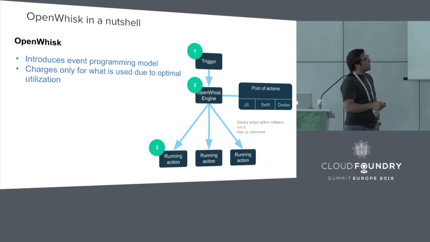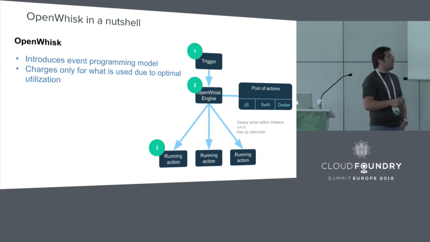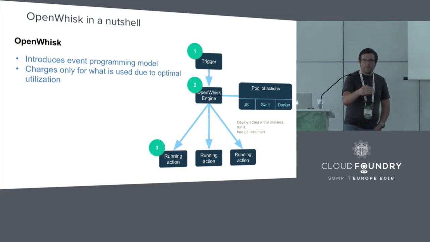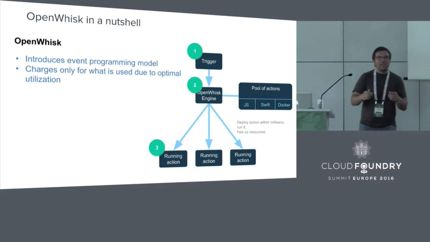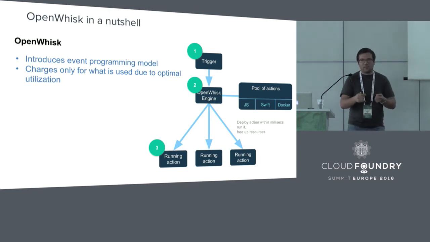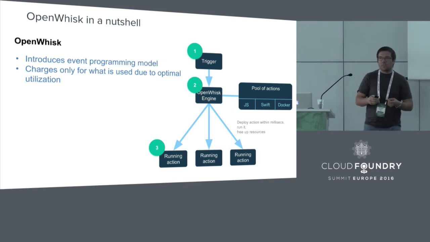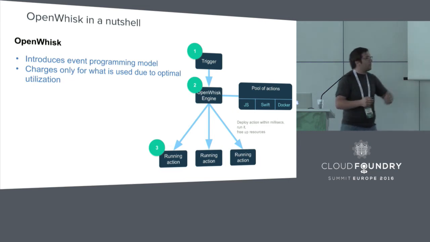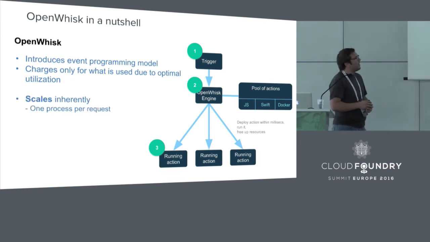Because what we do is we are able to deploy these little actions very quickly. In milliseconds, we run it, and we take the response and send it back, and then we free up resources again. And that means there is nothing idling around anymore. We have 100% utilization. And we have a real event programming model because that trigger is telling that something has changed, right? We are not polling anymore.